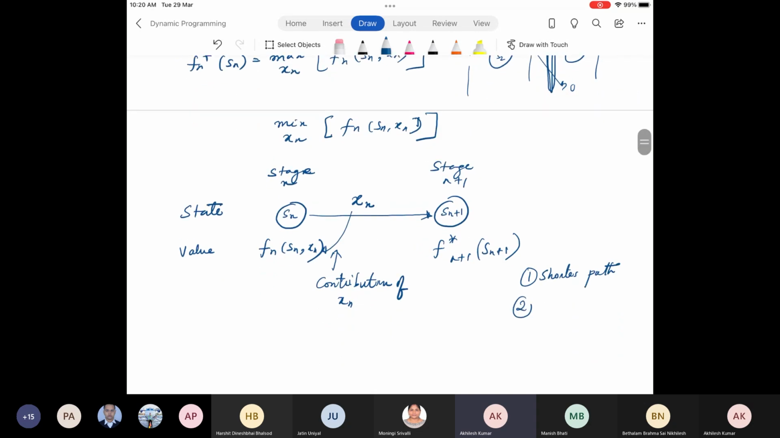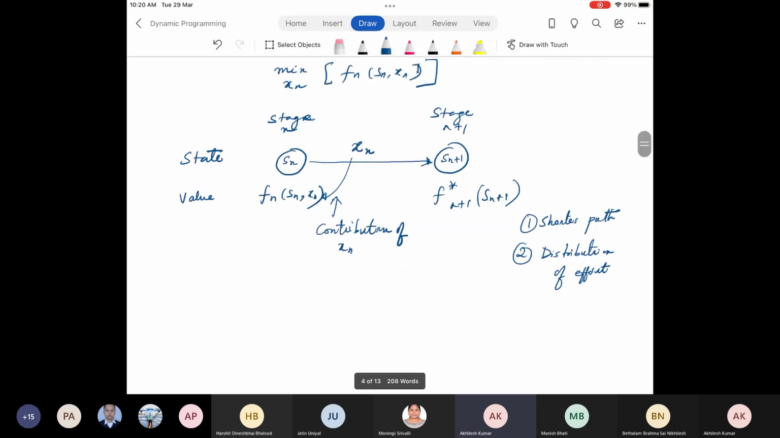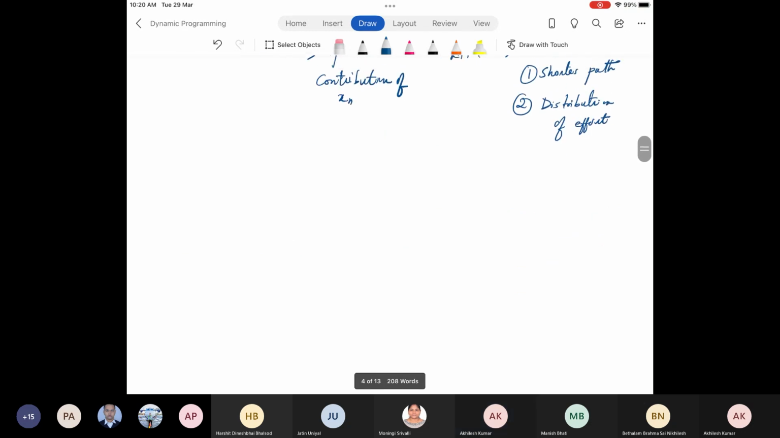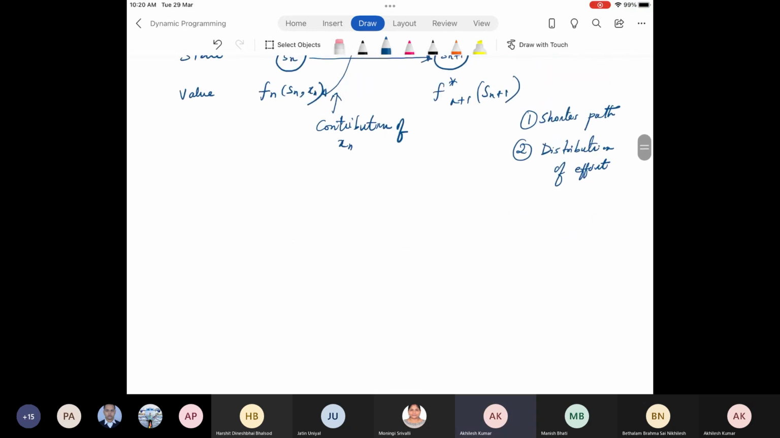Next, we will look at what is called the distribution of effort problem. So let's try to look at the distribution of effort problem and how we can formulate it as a dynamic program.